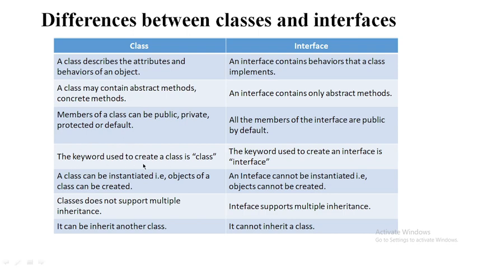The keyword used to create a class is class; here the keyword is interface. This you all know. A class can be instantiated, that is, an object of a class can be created, but an interface cannot be instantiated. Objects cannot be created for an interface. Classes do not support multiple inheritance, whereas interfaces are used to support multiple inheritance. An interface cannot inherit a class, but it can inherit an interface.